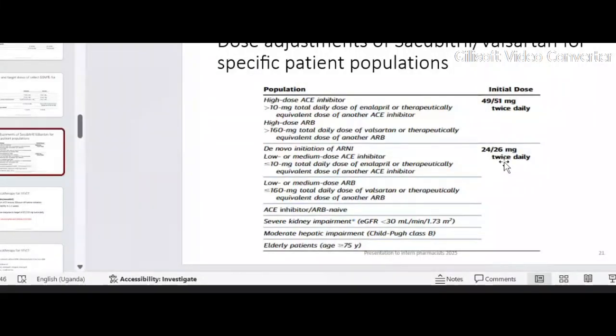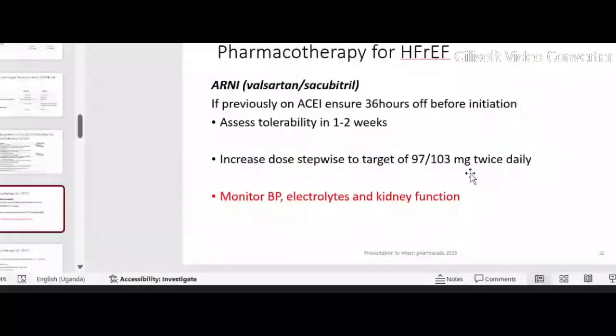So you have to take note of that. If the patient has been on an ACE inhibitor before, you have to assess that to initiate your ARNI, valsartan and sacubitril. Before you start this, you allow 36 hours. Then you check this patient after 1 or 2 weeks to see how their blood pressure is performing.